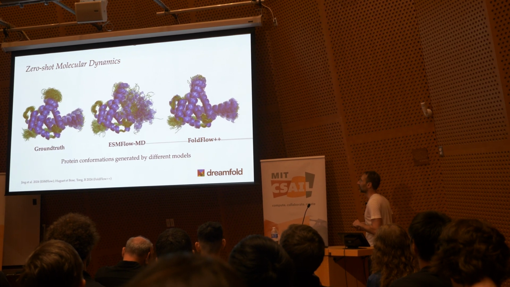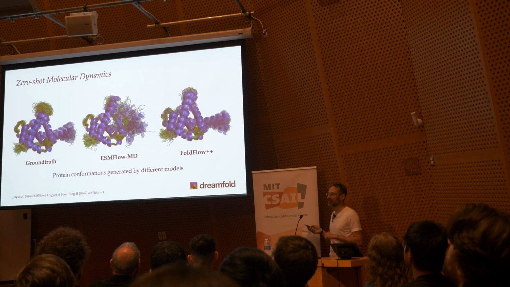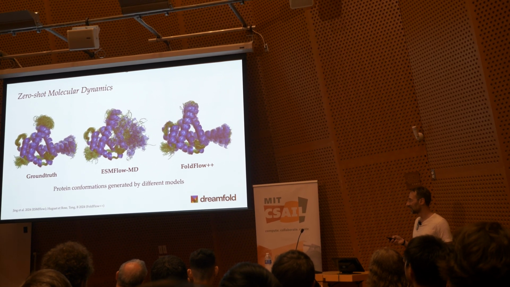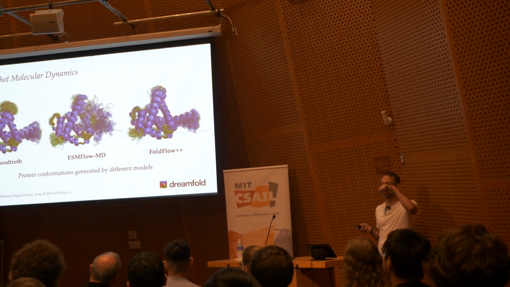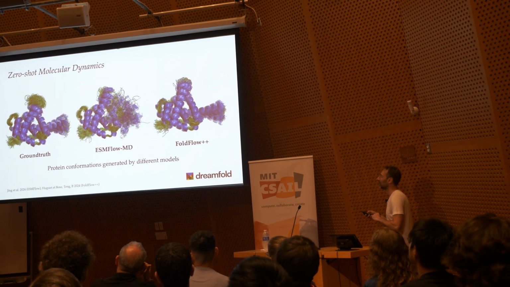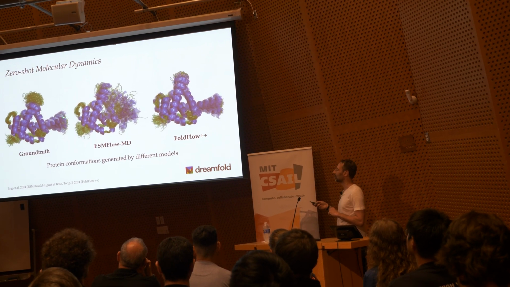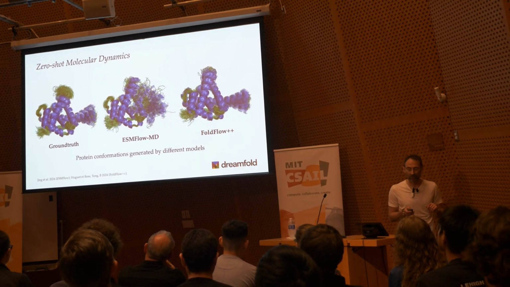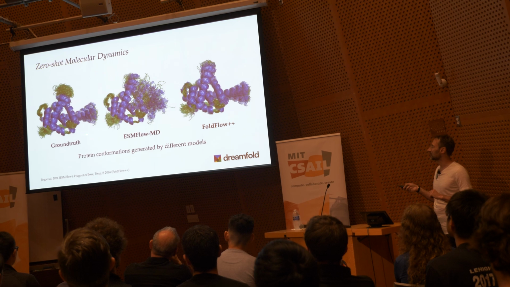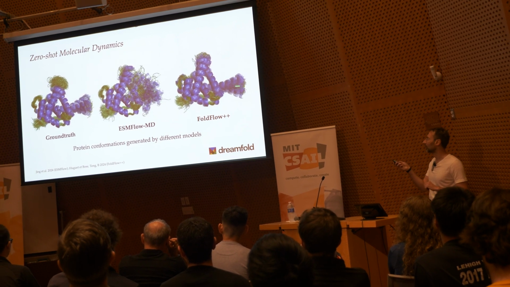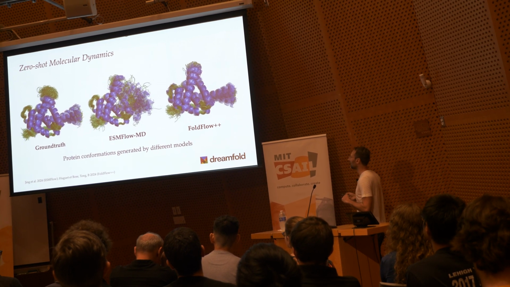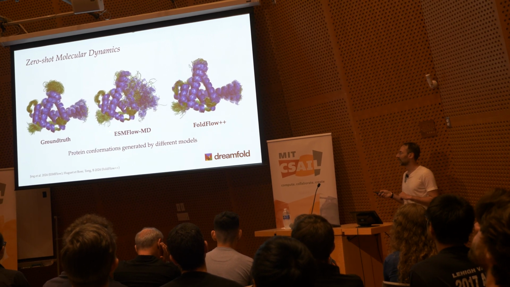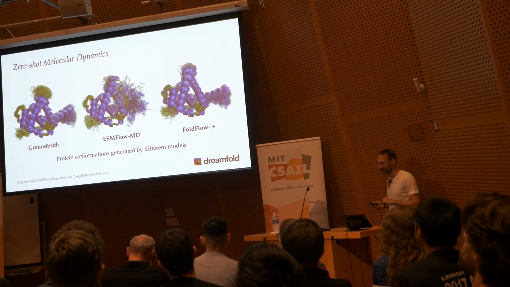Here is another example: zero-shot molecular dynamics. As you know, proteins are not just static bricks, they are quantum mechanical systems, so they wiggle all the time. We can use molecular dynamics to simulate different conformations of the protein over time. But this is a very expensive process, so again, we can use a generative model to replace molecular dynamics simulation. And you can see that with this architecture, Foam Flow, we can do it significantly better than previous approaches.